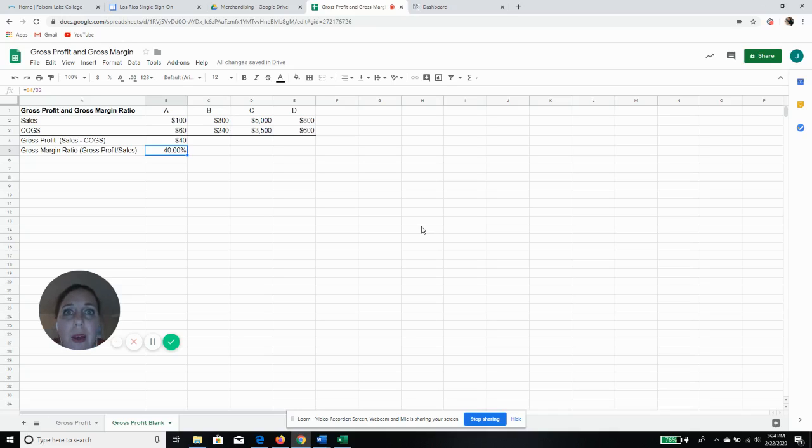Remember that gross profit is different from net income. So we calculate our gross profit, which is the profit we made from reselling inventory. And then from that, we will subtract our operating expenses, things like rent, salaries, insurance, depreciation, really anything that's not related to the inventory. Those expenses would be subtracted from our gross profit in order to get our net income.